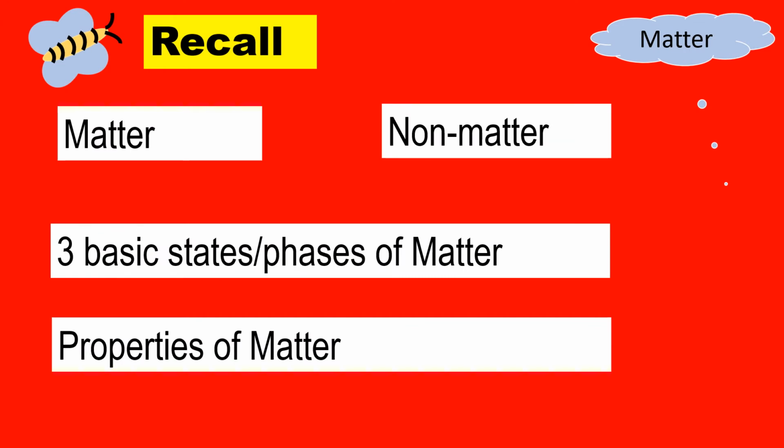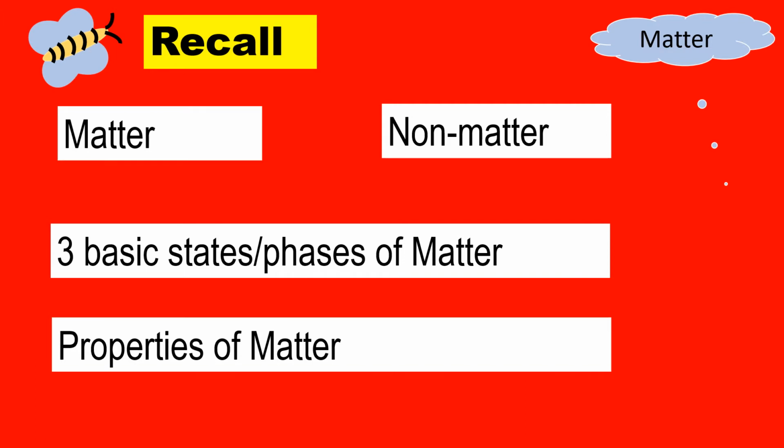Let's have a review of our previous lesson. In our previous lessons, we learned that there are two things in the universe: matter and non-matter. You learned that matter has mass and occupies space, while non-matter has no mass and does not occupy space. You also learned the three basic states of matter. These are solid, liquid, and gas.